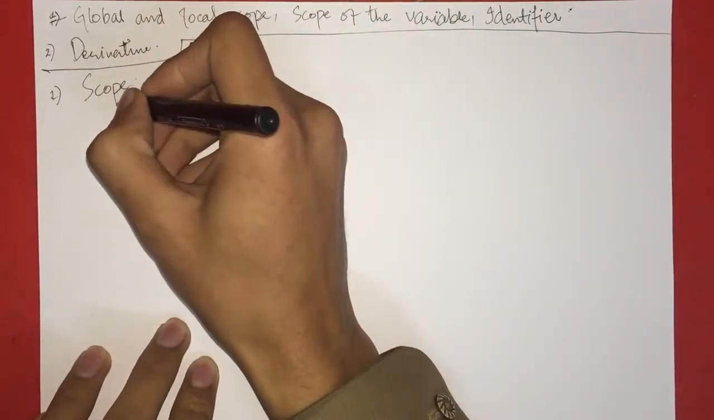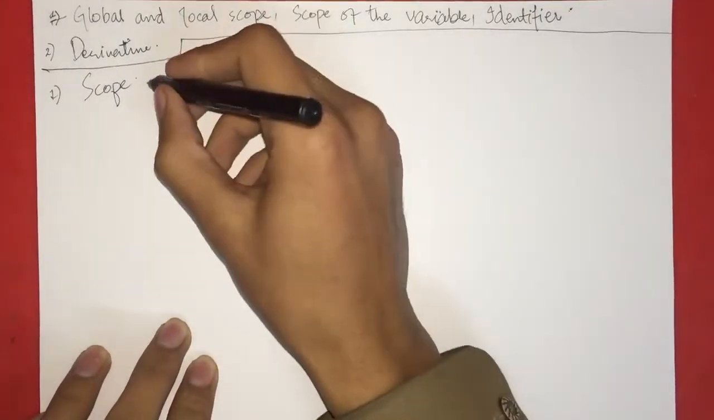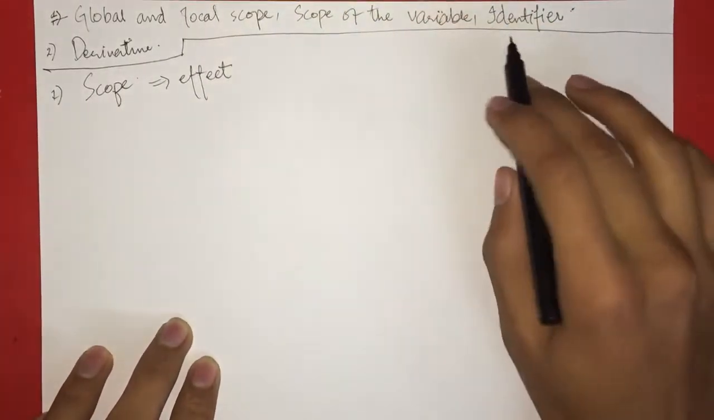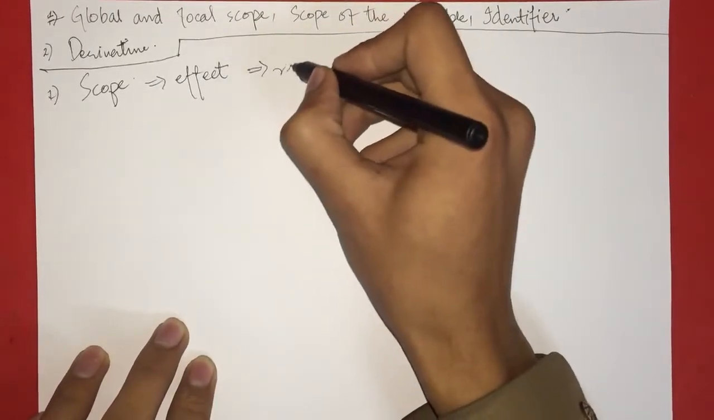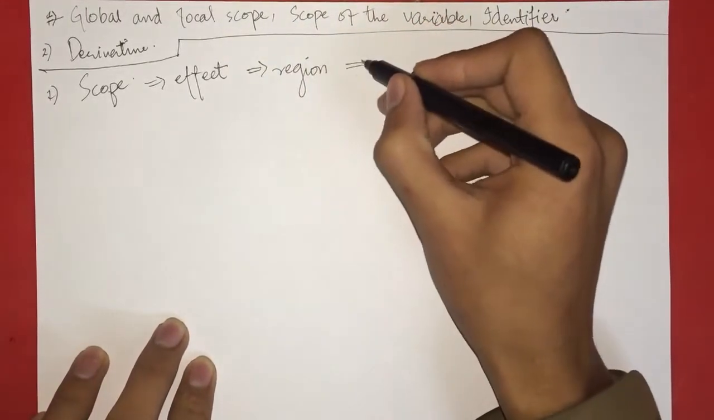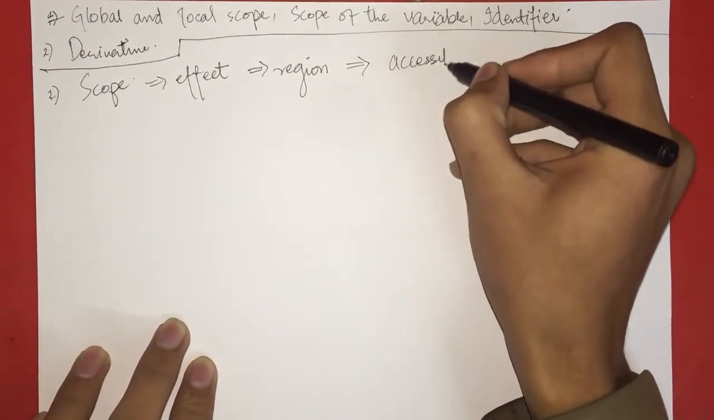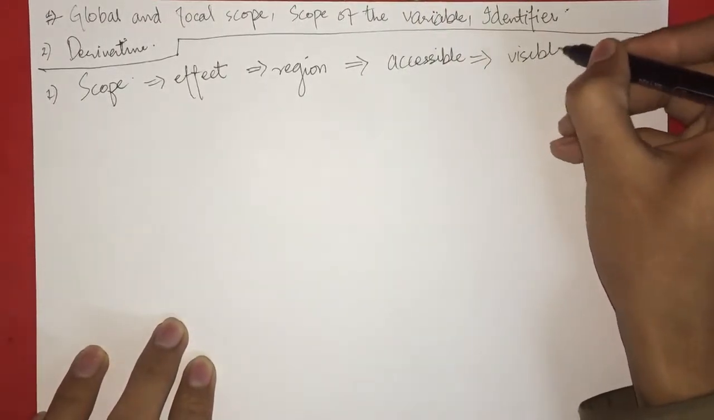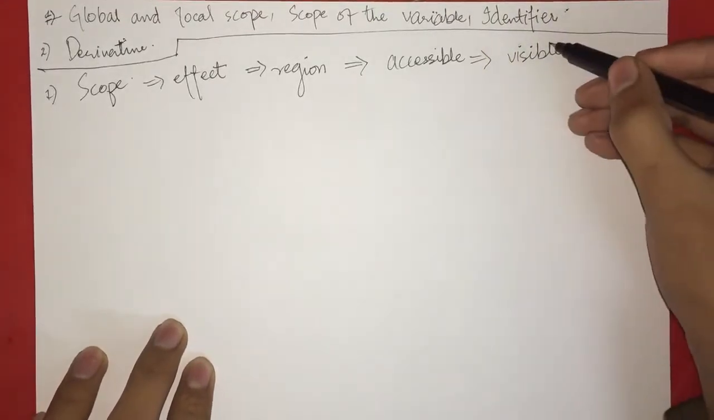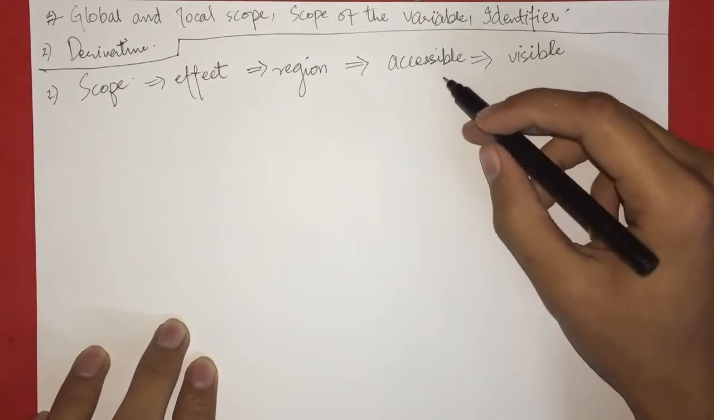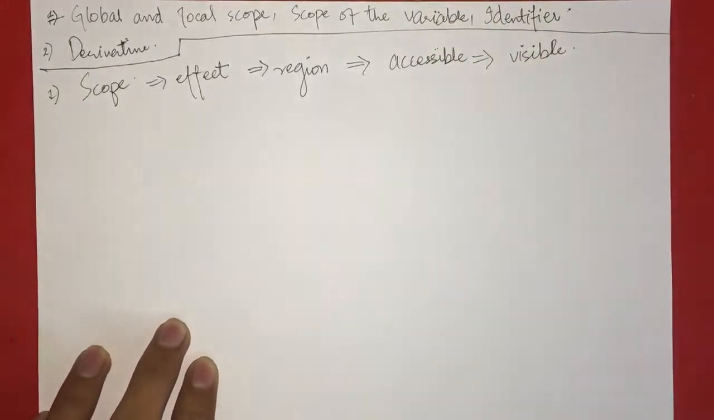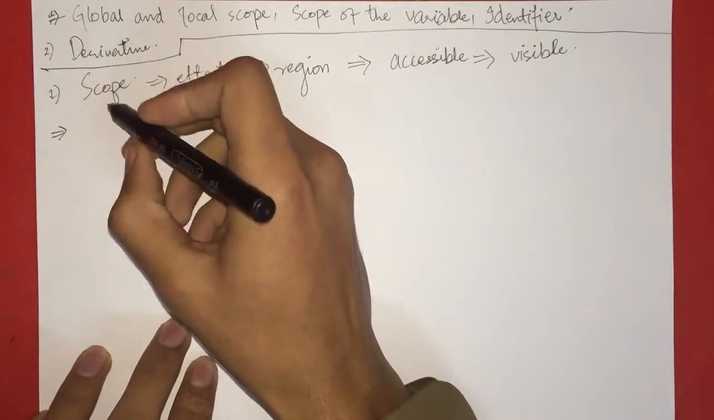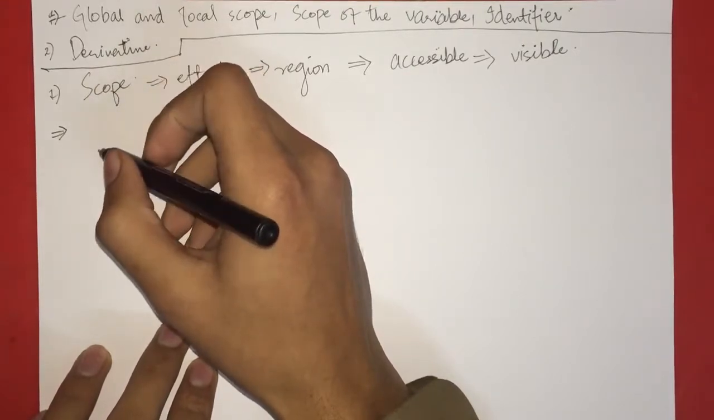So what is scope? Scope means effect. In programming language terms, the scope of an identifier is the region where an identifier is accessible, or visible, or where the effect of the identifier can be felt. When we talk about scope, we need to know two terms in C++ and, I think, in any other language.